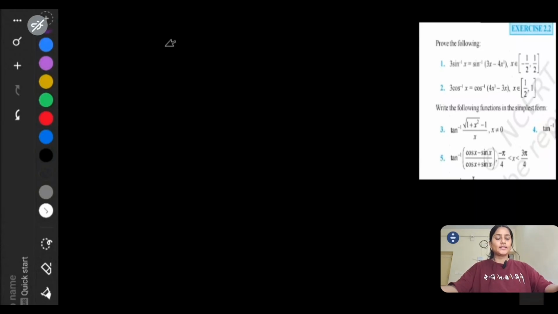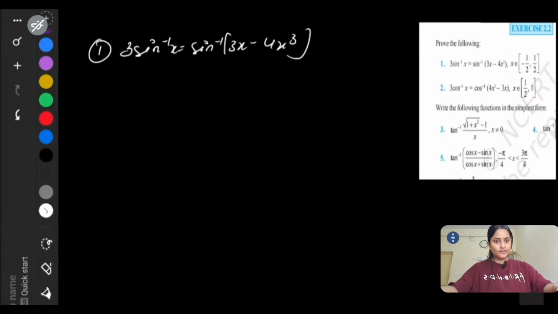We'll solve today exercise 2.2. So question number 1 is 3 sine inverse of x is equal to sine inverse of 3x minus 4x cubed. And we have to prove that.